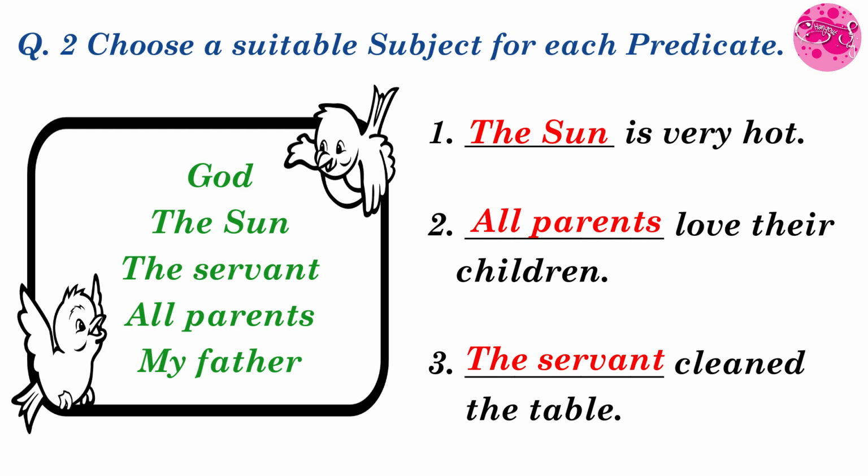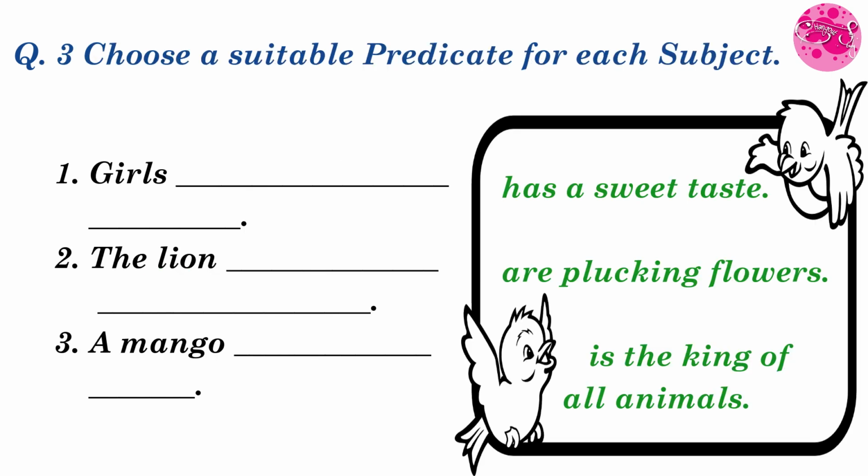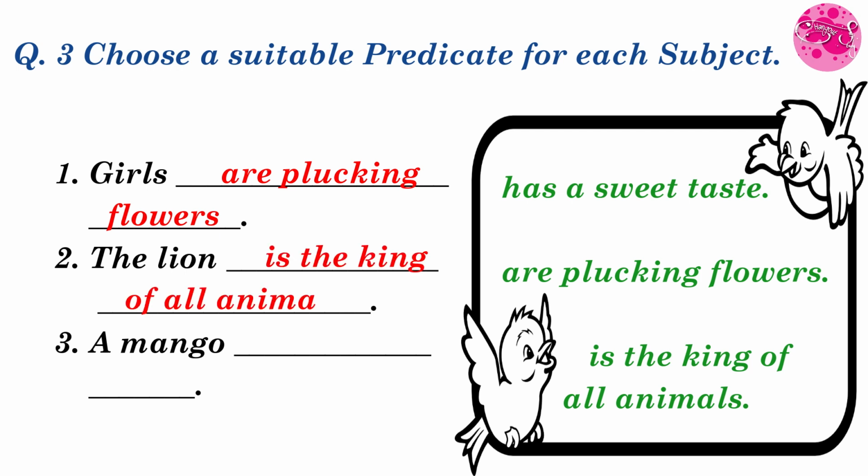Okay, children. Now let's move to question number 3. Choose the suitable predicate for each subject. In the bracket, some predicates are given. Number 1, girls. What are girls doing? Girls are plucking flowers. So right here, are plucking flowers. Number 2, the lion. How is the lion? The lion is the king of all animals. Number 3, a mango. How is a mango? A mango has a sweet taste.